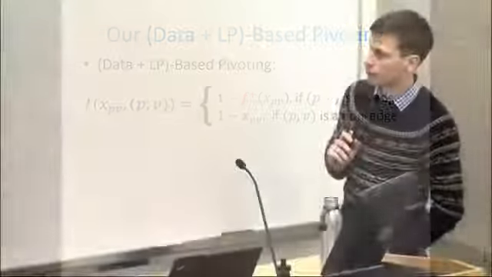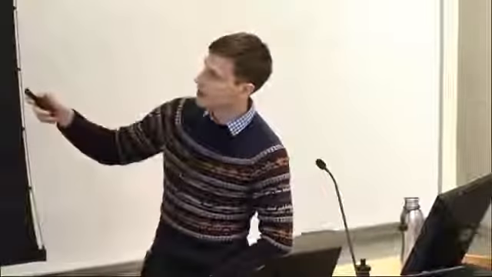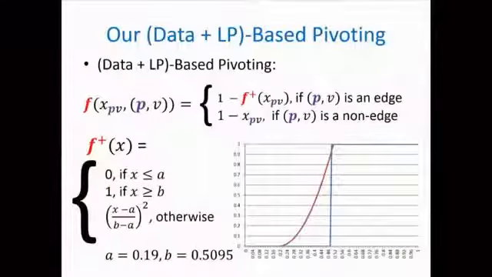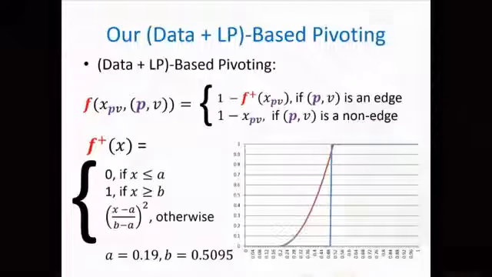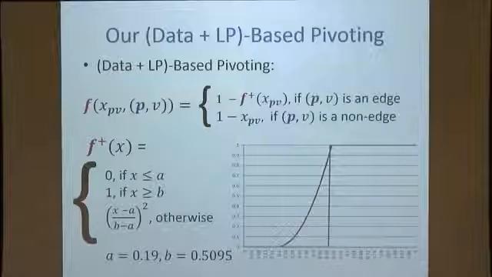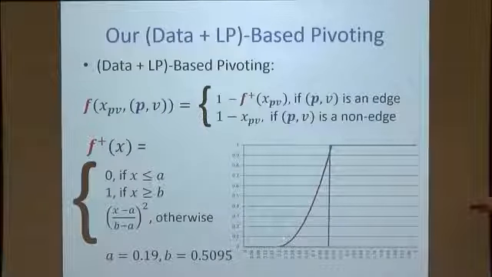So here is the function that we use. The function makes a distinction based on whether PV is an edge or a non-edge in the graph, and applies different rules based on this. So if it's a non-edge, it's the same rule as in the LP-based pivoting, 1 minus xPV. If it is an edge, it is 1 minus some function f plus of xPV. The function f plus is some carefully chosen piecewise quadratic function, which is 0 up to the point 0.19, and 1 after some point b, which is roughly a half, but slightly greater than a half. And in between it is just some quadratic polynomial. Okay?